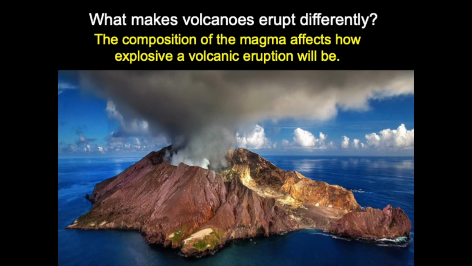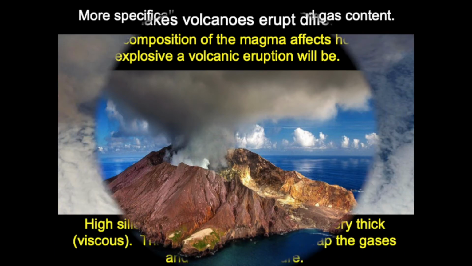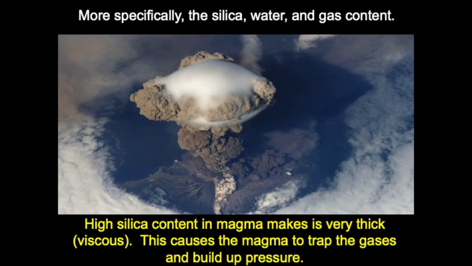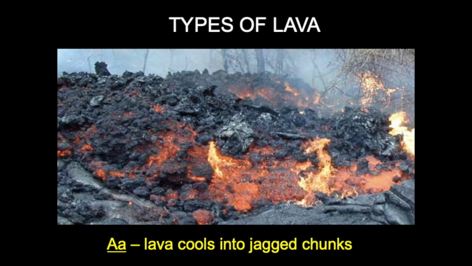So you might be asking yourself, what makes a volcano erupt differently from another volcano? It's the composition of the magma that's within the magma chamber that makes it different. High silica content in magma makes it very thick, which is called viscous. This causes the magma to be trapped and the gases build up, and as a result we have pressure, and eventually you got boom.